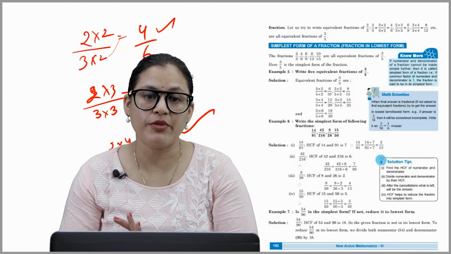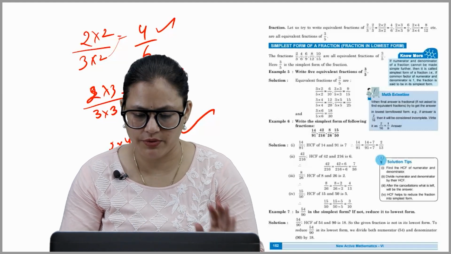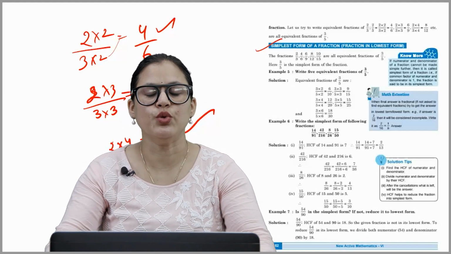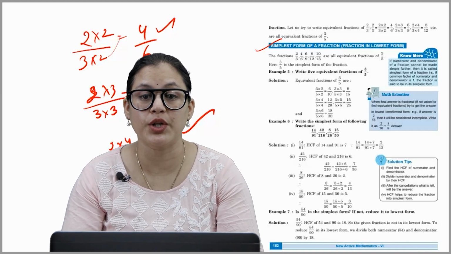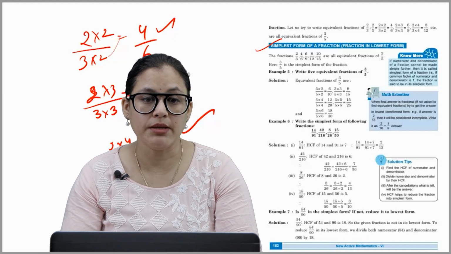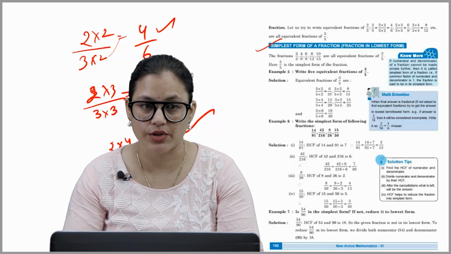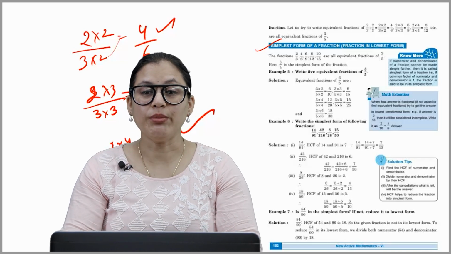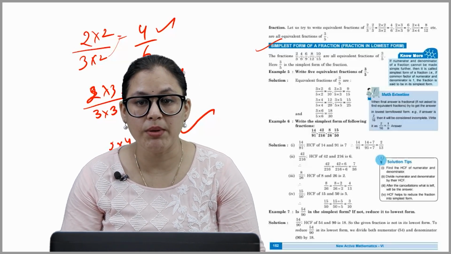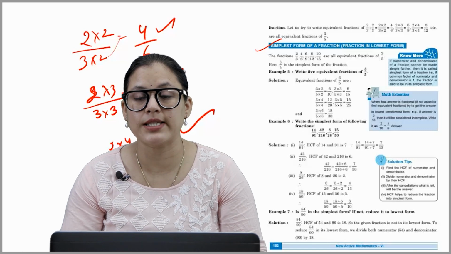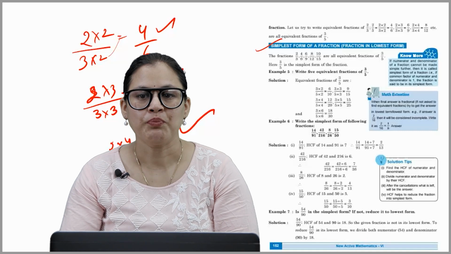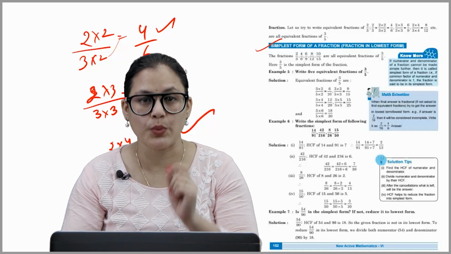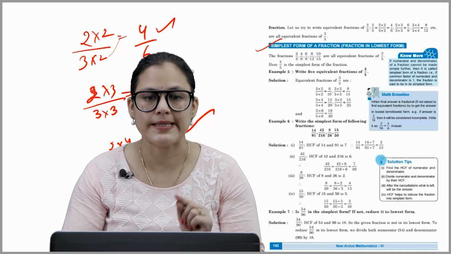Now, simplest form of a fraction or fraction in lowest form. The fractions 3 by 5, 6 by 10, 9 by 15, 12 by 20 and so on are all equivalent fractions of 3 by 5. Here 3 by 5 is the simplest form of the fraction. Now, if numerator and denominator of a fraction cannot be made simpler further, then it is called simplest form of a fraction. That is, if the common factor of a numerator and denominator is 1, the fraction is said to be in its simplest form.